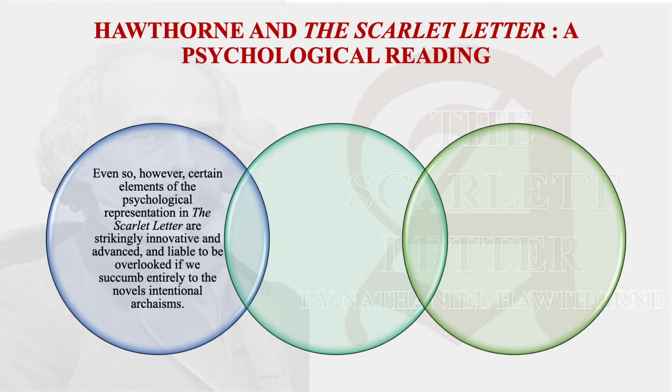Even so, however, certain elements of the psychological representation in The Scarlet Letter are strikingly innovative and advanced and liable to be overlooked if we succumb entirely to the novel's intentional archaisms. For example, it is an advanced idea to split the inner life fundamentally from the outer, as Hawthorne does in the cases of Hester and Dimmesdale, and at the same time to place the key to identity in the thoughts, emotions, and fantasies of these characters rather than their behavior. Today, this idea is commonplace.